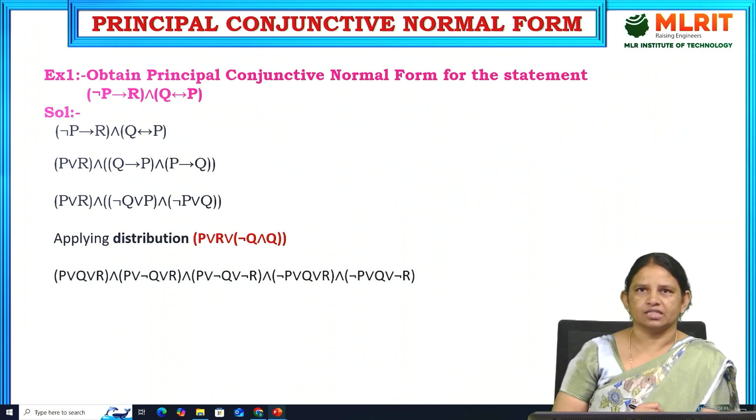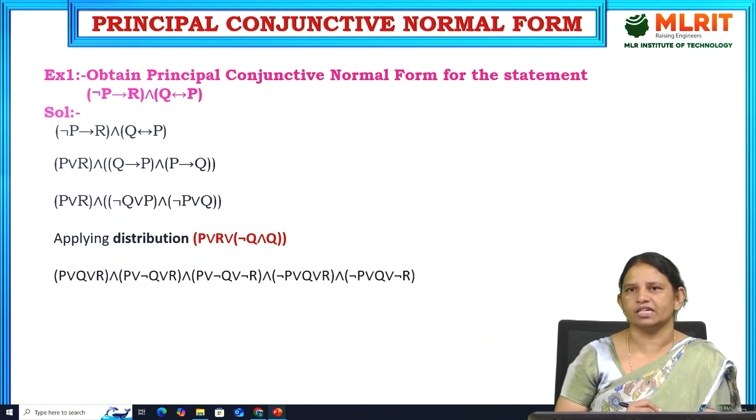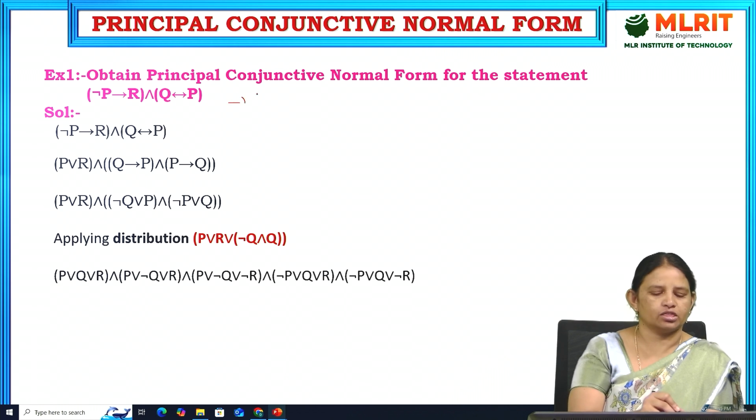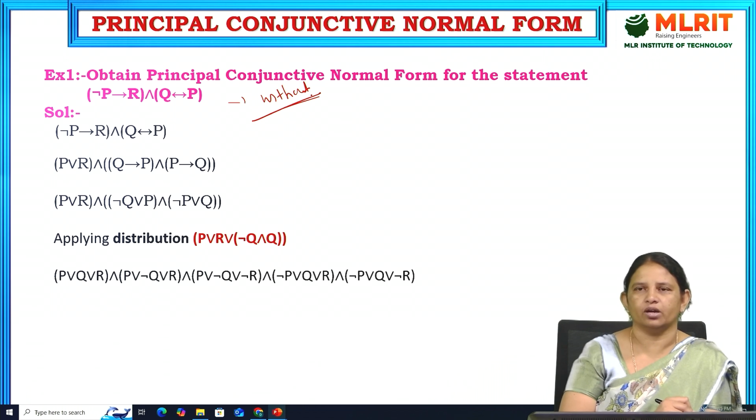Obtain principal conjunctive normal form for this statement. In examination, if nothing is specified, you can follow either method 1 or method 2. You can construct the truth table or apply laws. Suppose in the examination they specify: obtain principal conjunctive normal form for the statement without constructing the truth table. If this is mentioned in the question paper, don't construct the truth table, you lose your marks.